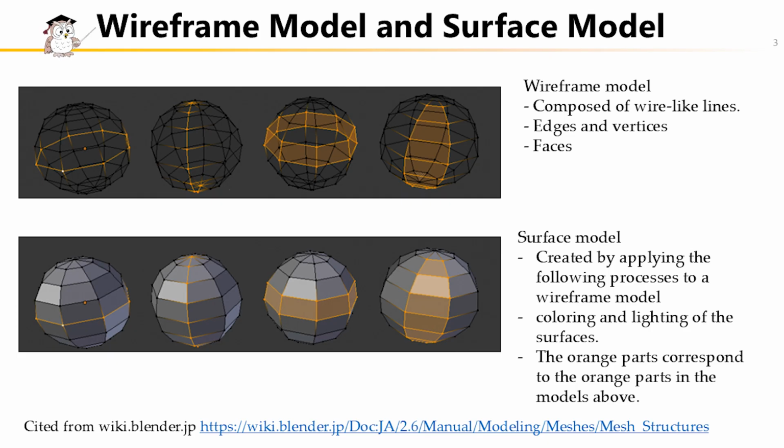Wireframe model and surface model. A wireframe model is a model in which an object is composed of wire-like lines. In the two models on the left, the orange parts represent edges and vertices, respectively. In the two models on the right, the orange parts represent faces, which are the areas enclosed by edges and vertices. A surface model is a model created by applying the following processes to a wireframe model: coloring and lighting of the surfaces. All four models in the figure are surface models, and the orange parts correspond to the orange parts in the models above.